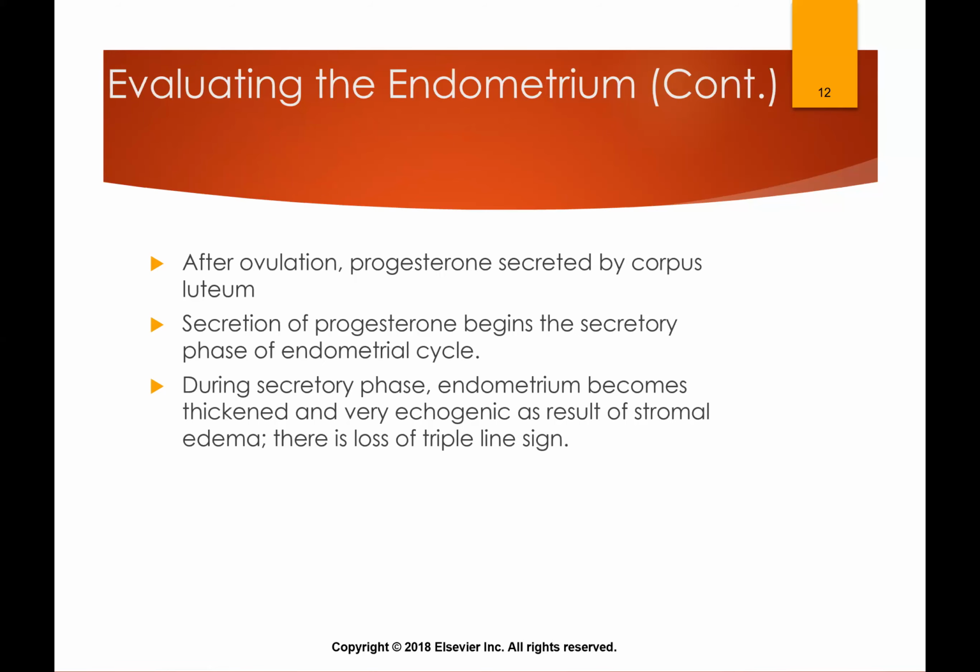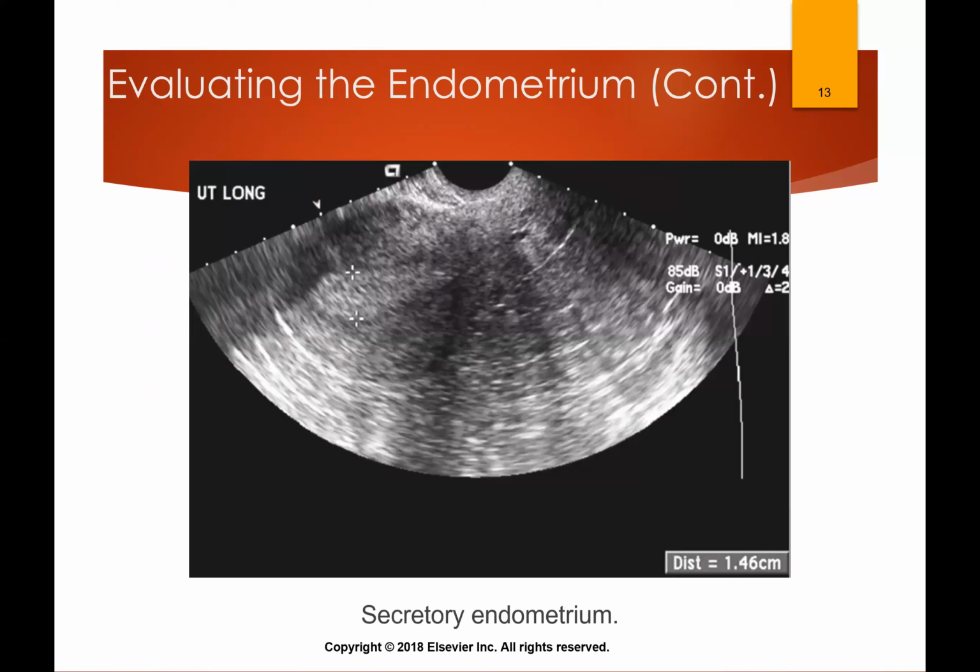After ovulation, progesterone is secreted by the corpus luteum. So secretion of the progesterone begins the secretory phase of the endometrial cycle. During this secretory phase, the endometrium becomes even more thick and very echogenic, and you lose the triple line sign, if you remember. And this is what you get. 1.46, so that's great. This patient is probably in late secretory phase, and it's just very echogenic, no 3-line sign.